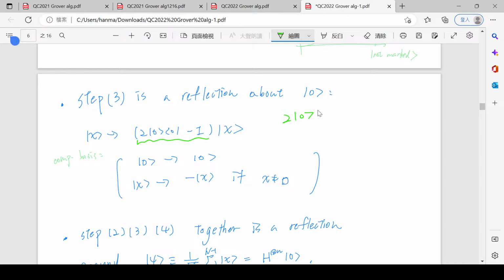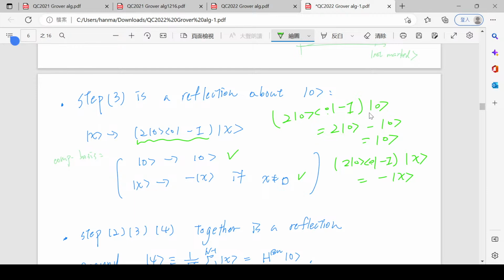We'll see this similar thing happen many times. If you have 2|0⟩⟨0| minus I, and you put |0⟩ here, it's just distributing. ⟨0|0⟩ is obviously 1, so you have 2|0⟩ minus identity times |0⟩, obviously |0⟩. So this one checks. And 2|0⟩⟨0| minus I times |x⟩: this x is not 0, so this inner product is 0 and this term just disappears. You are left with -I times |x⟩, so that's -|x⟩. And this one checks.